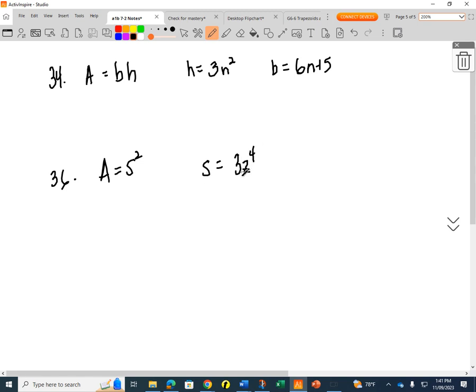So you're going to plug this in for x. Here you're going to plug this in for h. You're going to plug this in for b. Remember, this is base times height. Side squared is side times side.